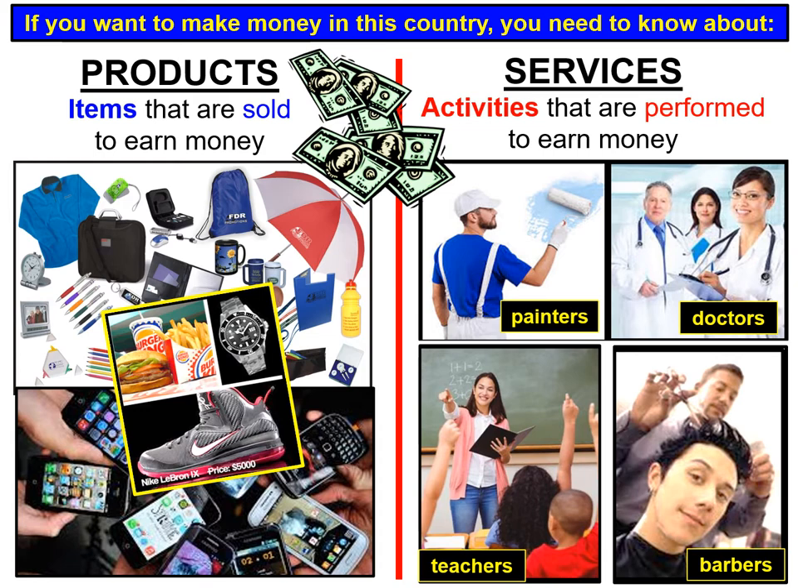Also, people make money through services. Now, services are activities that are performed to earn money. So if you think about a painter, a painter is not selling an item. There's no product. The painter is selling a service. If a painter comes to your house and paints the house, you've got to pay. That's the service. It's the same for doctors, teachers, and barbers. They are performing a service and then the customer pays the money for the service. Okay, so two ways that people can make money in this country, through products and services. There are other ways that people make money, but these are the two that I'm going to focus on today.